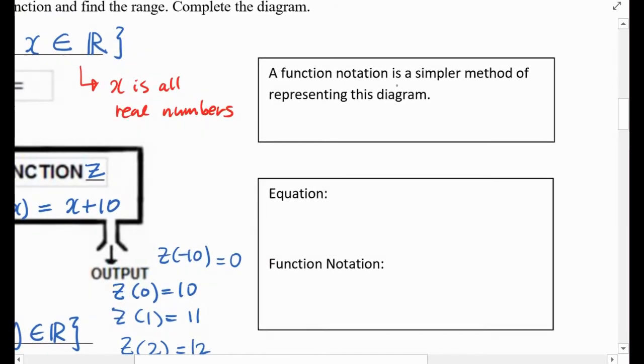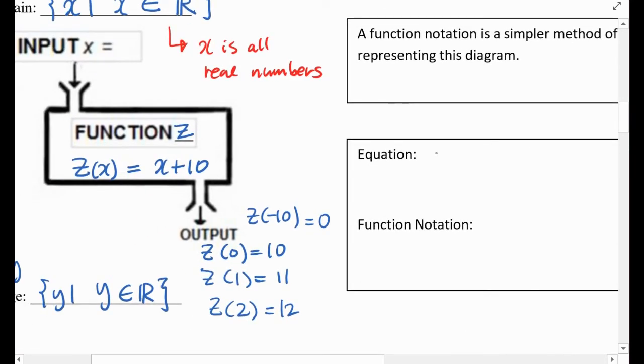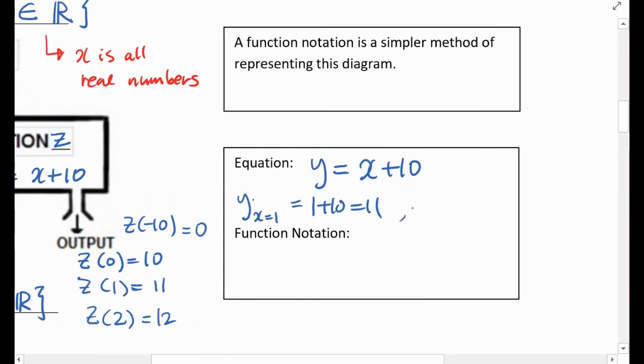Okay, function notation is a simpler method of representing this diagram. If we just use an equation, it will be Y equals X plus 10. Then if we want to find the value when X is 1, we have to write like this. Y value when X is 1 is 1 plus 10, which is 11. So the notation is not really simple, right? If we want to find the Y value when X is 5, you have to write it like this: 5 plus 10 equals 15.